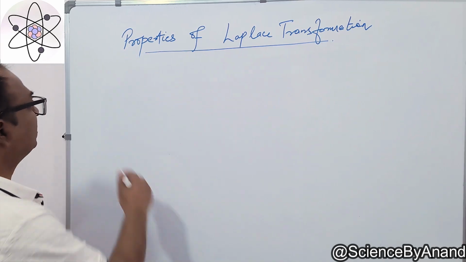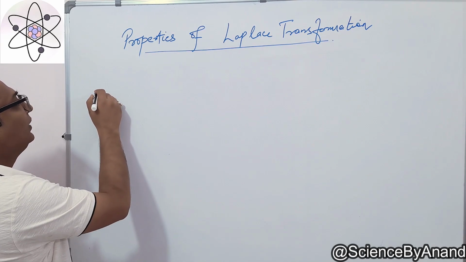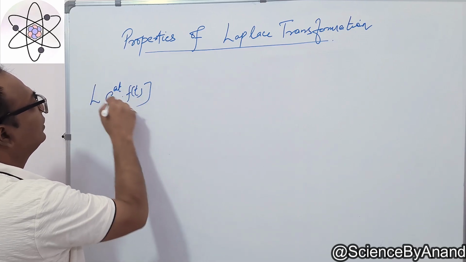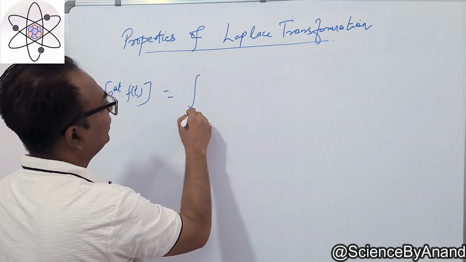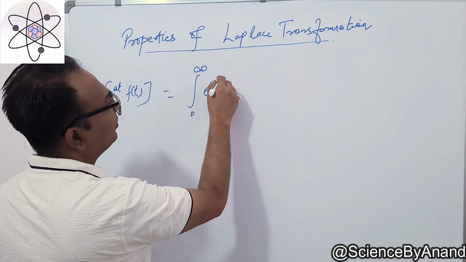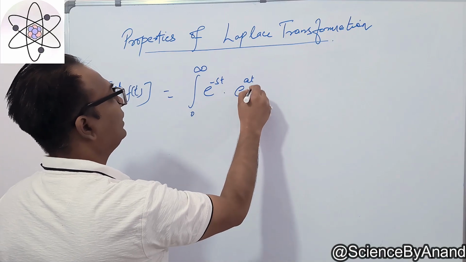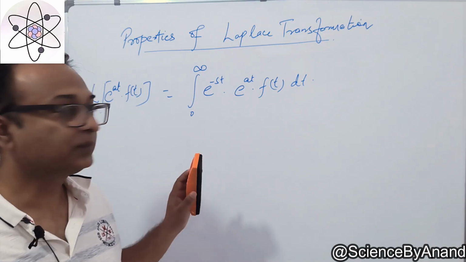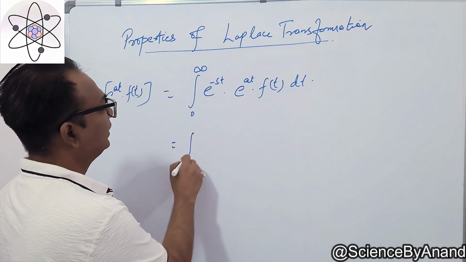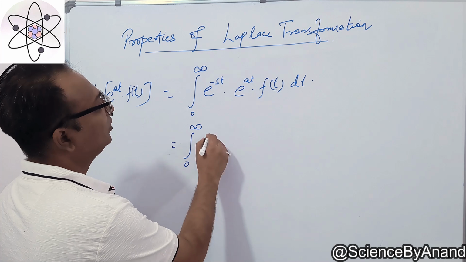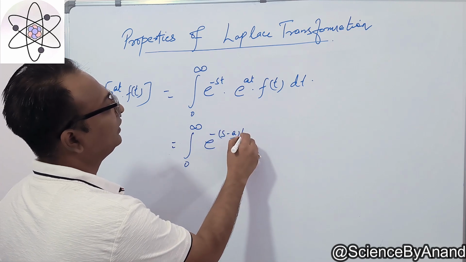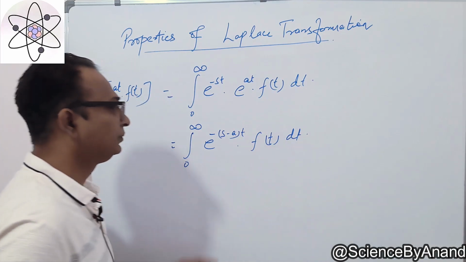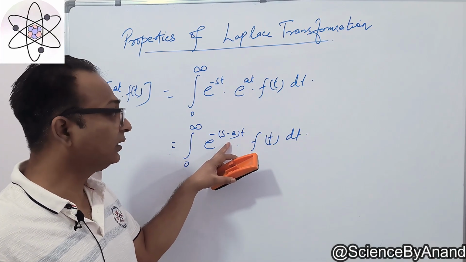Let's prove this property. We have the Laplace transform of e^(at) f(t), given by the integral from 0 to infinity of e^(-st) into e^(at) f(t) dt. Clear? No issues with this? This can be written as the integral from 0 to infinity of e^(-(s-a)t) f(t) dt. So this is a function of s minus a.